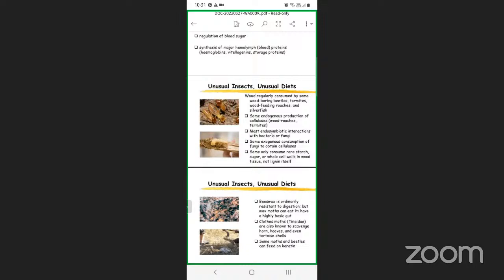And also the required water will be absorbed from the diet, and in this way they survive. Even when consuming dry food, they are able to survive.